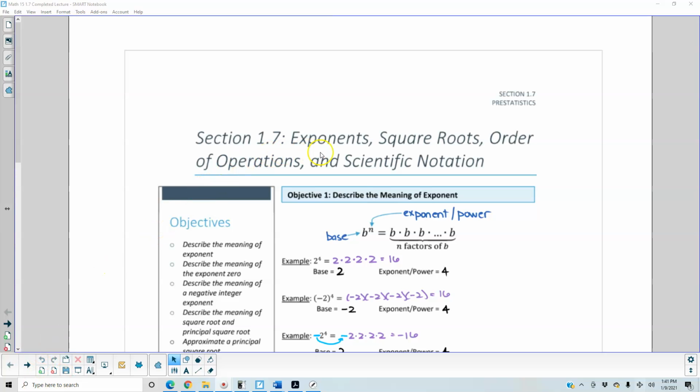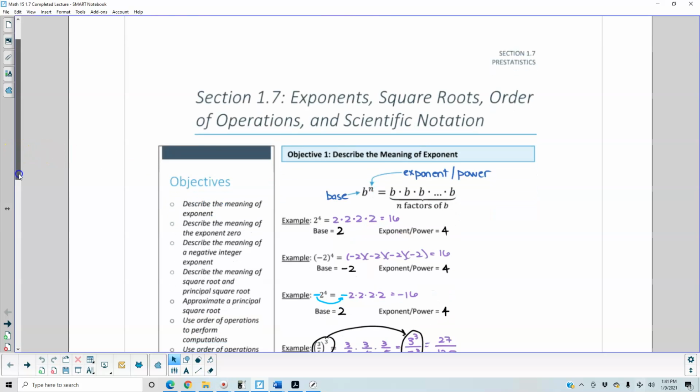Section 1.7, Exponents, Square Roots, Order of Operations, and Scientific Notation. Objective 1. Describe the meaning of exponent. B represents the base, and N represents the exponent or the power. We can rewrite this as B times B times B, depending on N, because N represents the factors of B.